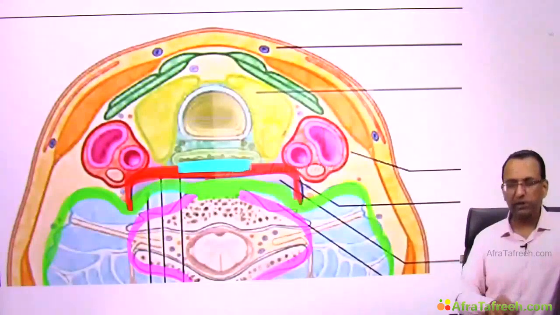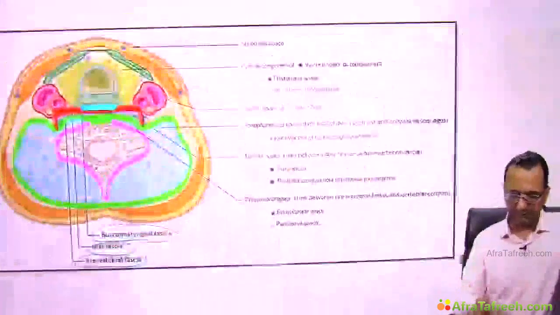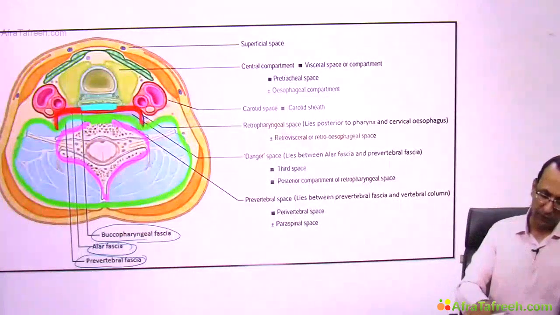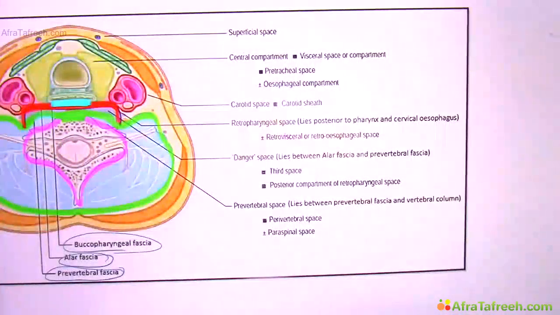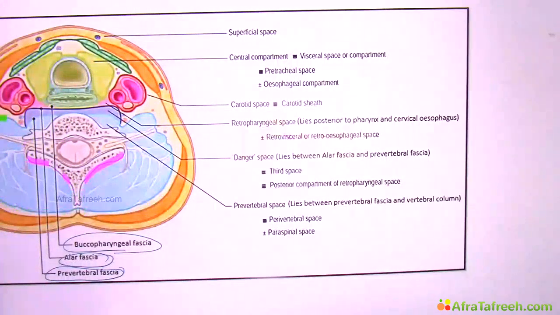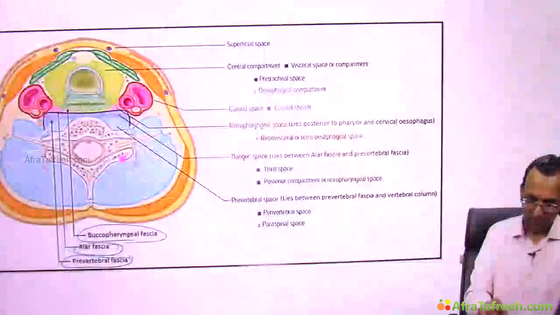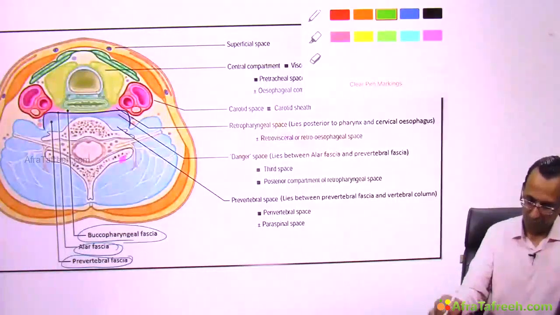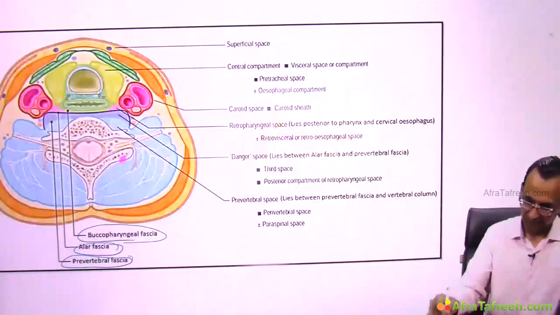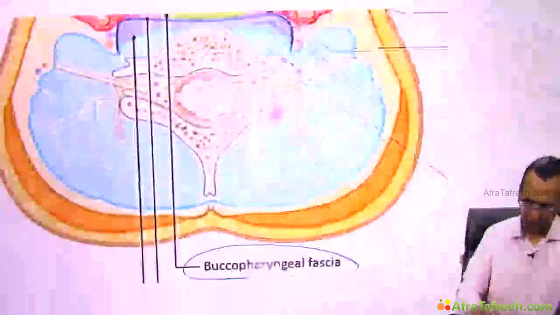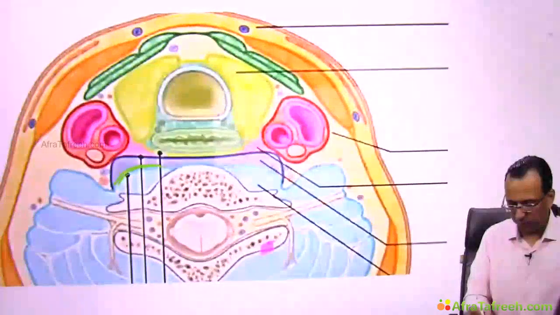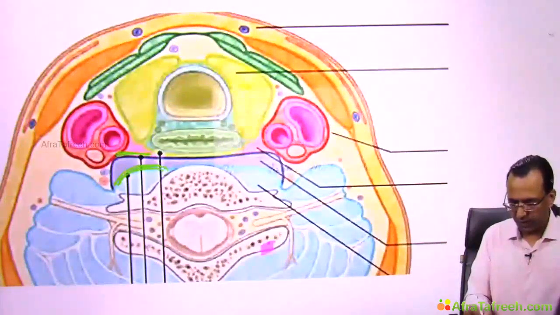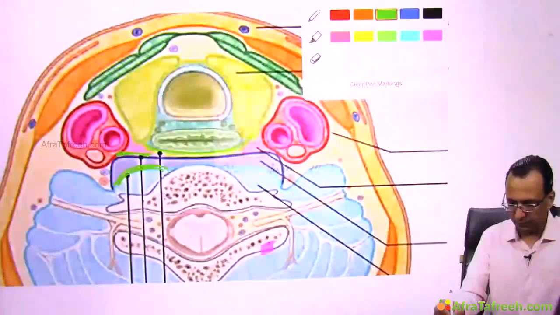And what are the spaces? Spaces you want to see. See the spaces here? What spaces are there? Let us see the spaces, but let me rub this off first. So you will rub it off. Yes, then it will become clear. Yes, you can see the fascias clearly now. Which fascias can we see clearly? You can see here the fascias we are talking about. This is the prevertebral fascia, this is the alar fascia, and that is the buccopharyngeal fascia.